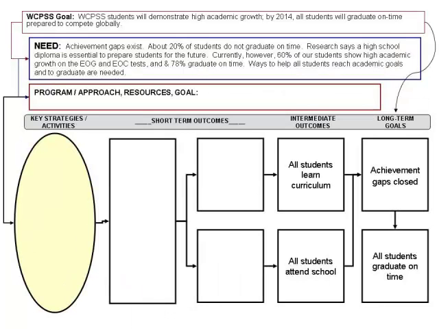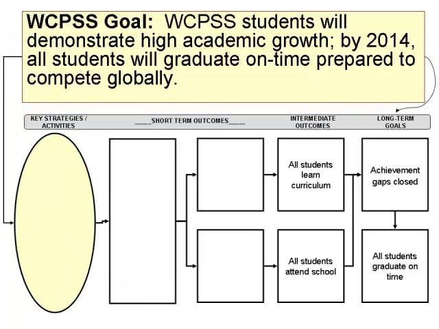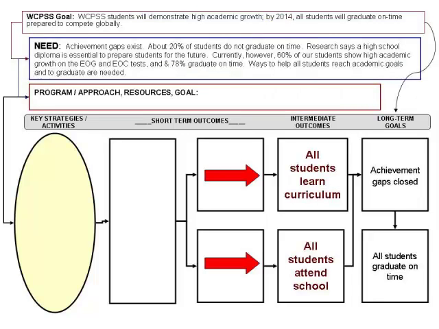Next, let's consider how we might structure a model to address the district's goal. WCPSS students will demonstrate high academic growth. By 2014, all students will graduate on time, prepared to compete globally. 2 necessary conditions have been identified to meet the district's goal: all students attending school and all students learning the curriculum. Imagine you are developing a program that will focus on students with excessive absences who have failed 1 or more courses needed for graduation.